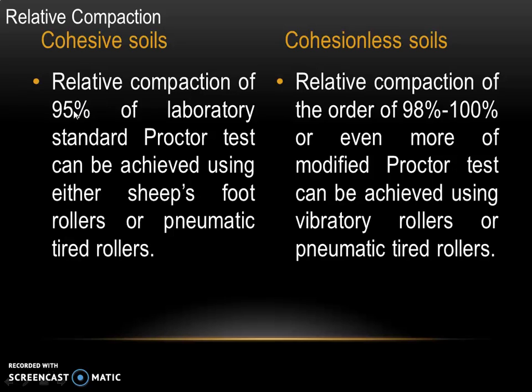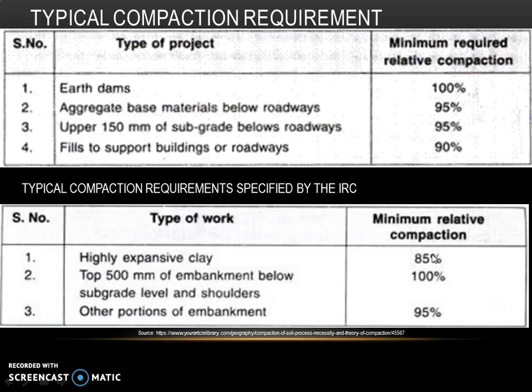Relative compaction of 95% of laboratory standard Proctor test can be achieved using either sheepsfoot roller or pneumatic roller, and this is for cohesive soil. Whereas for cohesionless soils, relative compaction of 98 to 100% or even more of modified Proctor test can be achieved using vibratory roller or pneumatic tired roller.